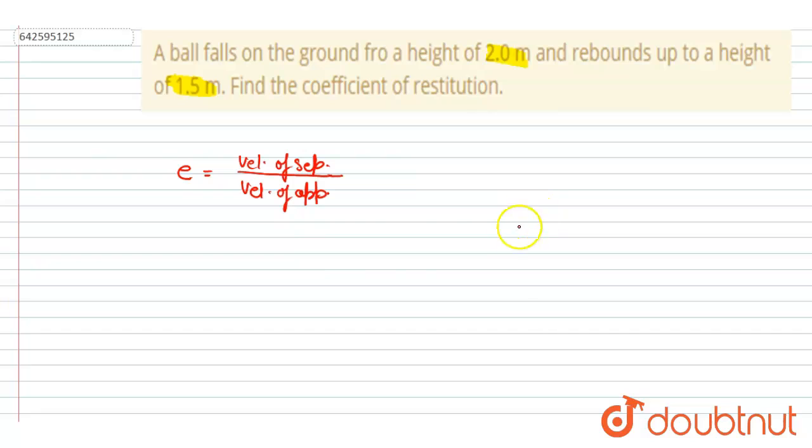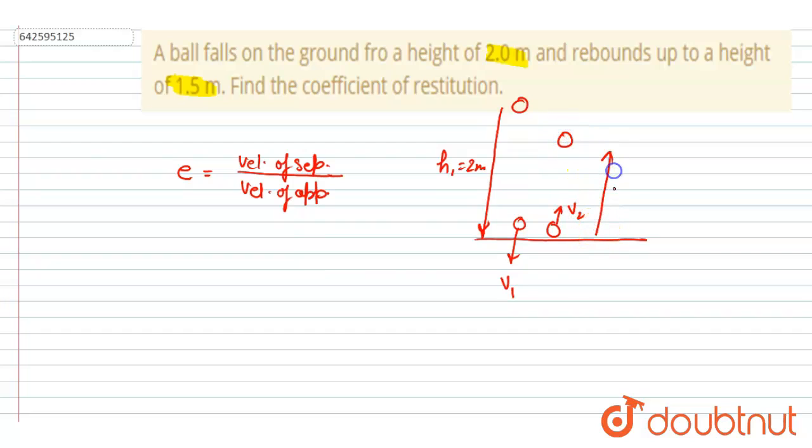Okay, so if you see in this question, it is given that the ball was dropped from a height of 2 meter, right? So this h1 was 2 meter, and before the collision, let's suppose it collides with some velocity v1, and after the collision it has some velocity v2. It goes up to a height of h2, and that h2 is 1.5 meter, right? So here the final velocity will be 0 and here the initial velocity will be 0. Very simple. Now we want the ratio of velocity of separation by velocity of approach.